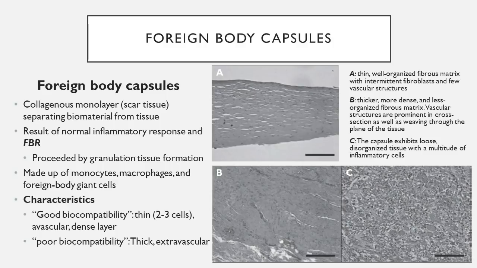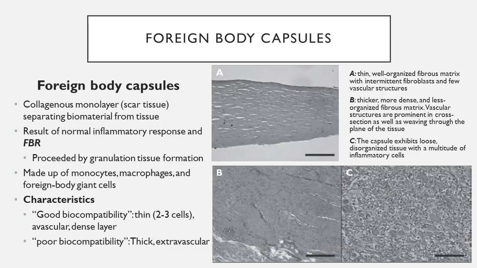process. Now, one actually straightforward, although admittedly invasive way to measure biocompatibility is to look at the foreign body capsule that forms around a biomaterial. Now, foreign body capsule is really the result of normal inflammatory responses and the foreign body reaction that's preceded by granulation tissue formation in the wound repair process. And it's really a collagenous monolayer, which is a scar tissue, separating a biomaterial from the regular tissue. And it's sort of a way of isolating a biomaterial and forming this capsule around it to isolate it from the rest of the body. It happens to all foreign bodies.